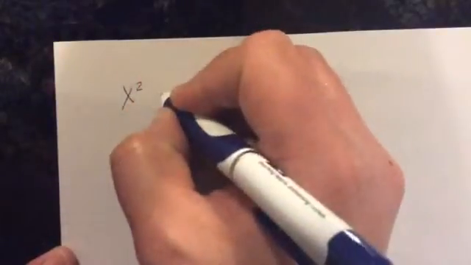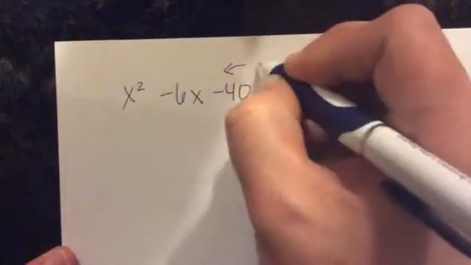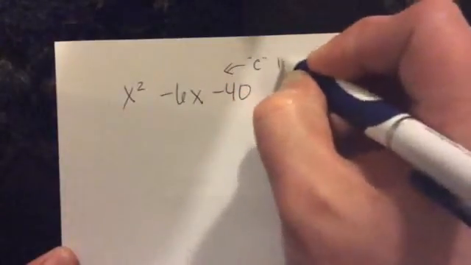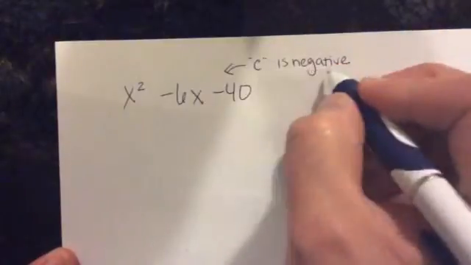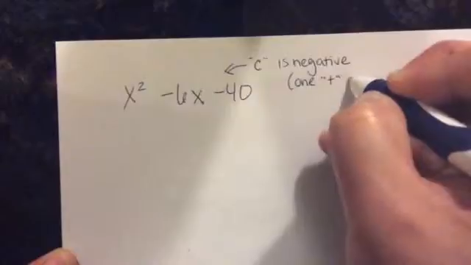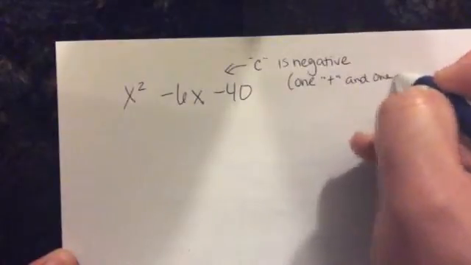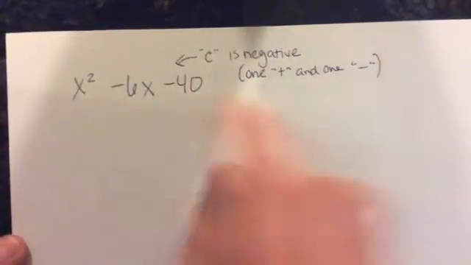Let's look at another problem. We have x squared minus 6x minus 40. Again, my c is negative. So in order to multiply and get a negative answer, I need to have one positive and one negative. But let's not even worry about the positive and negative. We need the factors of 40 first.